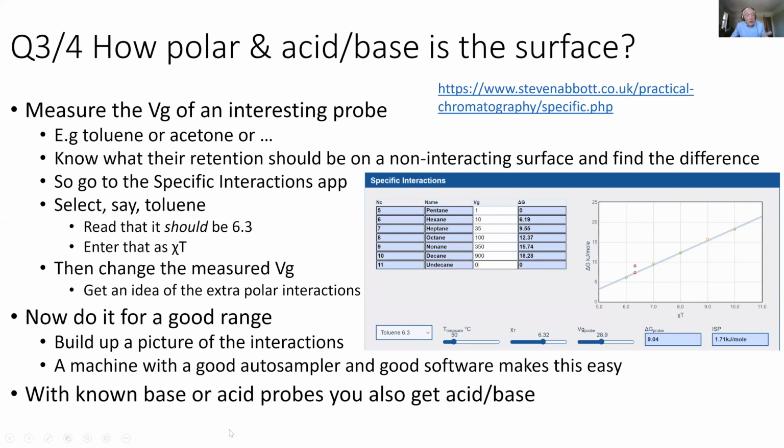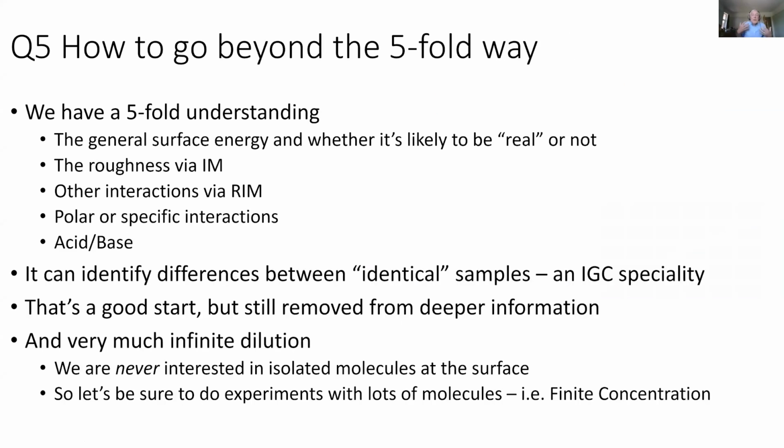And then if you use known base or acid probes, you get what's allegedly called acid base. I disagree, but that's a different topic. So what I'm saying is that if you are interested in infinite dilution IGC, and why not, you should do it properly, which is the fivefold way. Get the understanding of the general surface energy and whether it's likely to be real or not, or is it due to these pockets and corners and things. You get the roughness via IM, you get other interactions via the RIM, you get to know the polar or specific interactions, and you get the acid base.